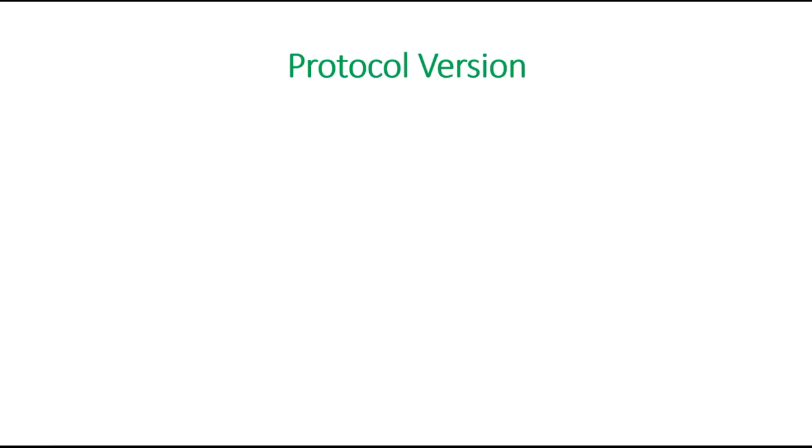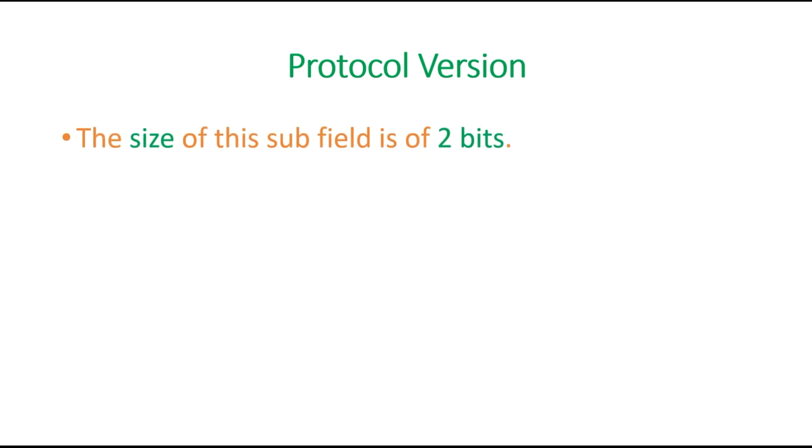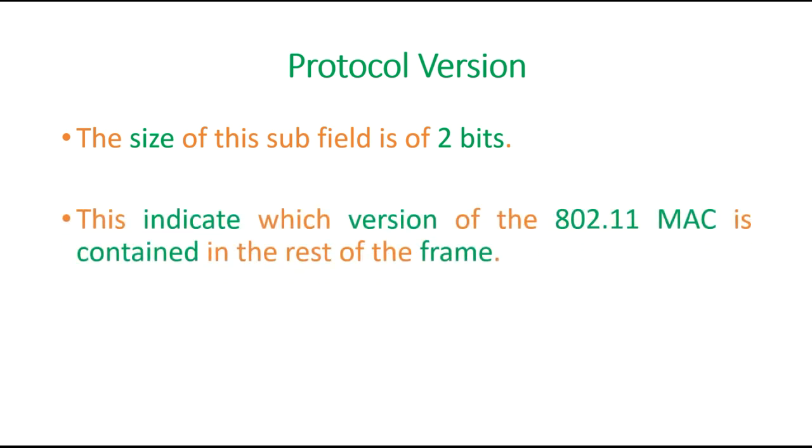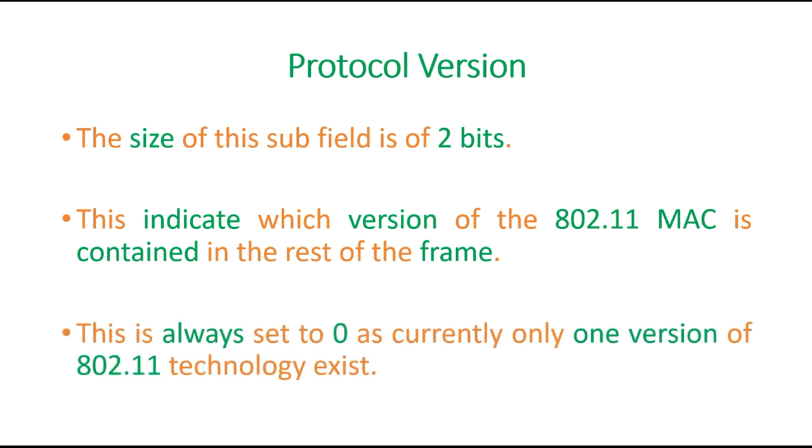And the first subfield is protocol version. This subfield is of size 2 bits. The main purpose of this is to indicate which particular version of the 802.11 MAC is contained in the rest of the frame. This is always set to 0, because as of now only one version of 802.11 technology exists.